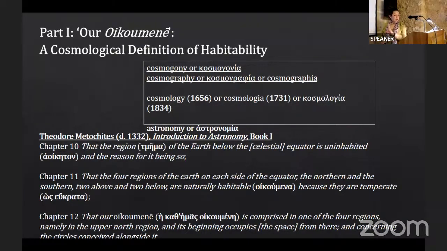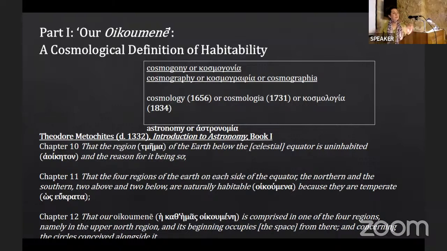So that's the first of the 3 chapters that treats the subject, and it speaks in general terms about habitability. The second one, chapter 11, now says that the 4 regions of the Earth on each side of the equator, the northern and the southern, 2 above and 2 below, are naturally habitable, Oikoumenē, because they are temperate, eukratoi.